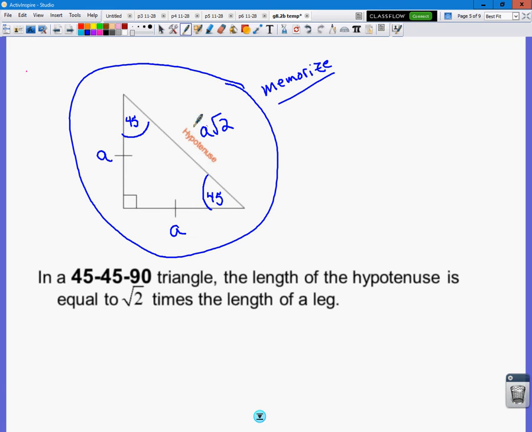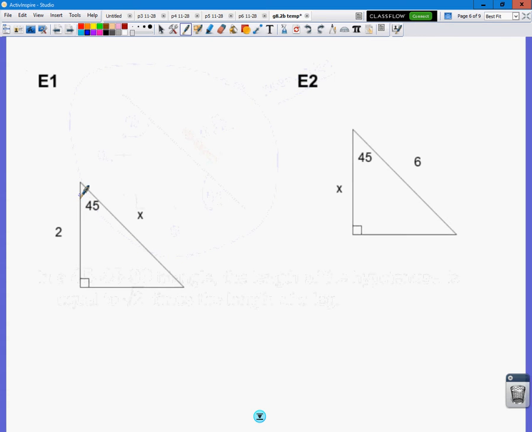Questions on what we're going to end up doing? The problems really then are kind of similar to what we did yesterday. It's just the numbers that we're using look a little different. Take a look at example 1. Give you a chance to copy both of them down.